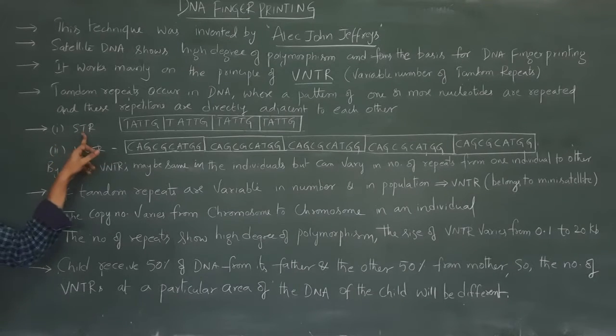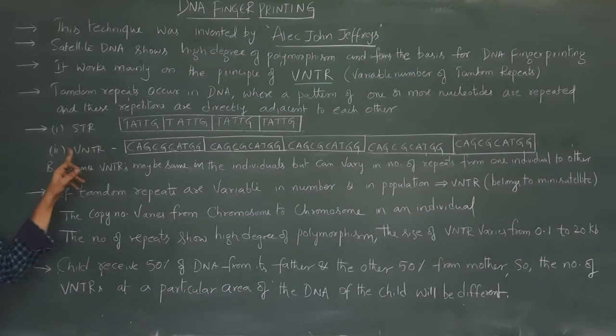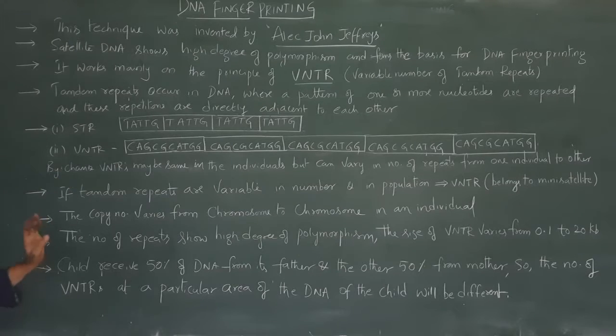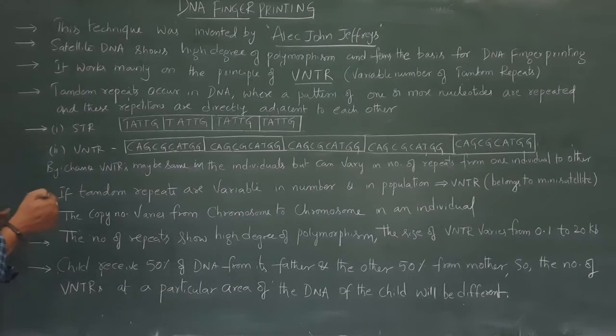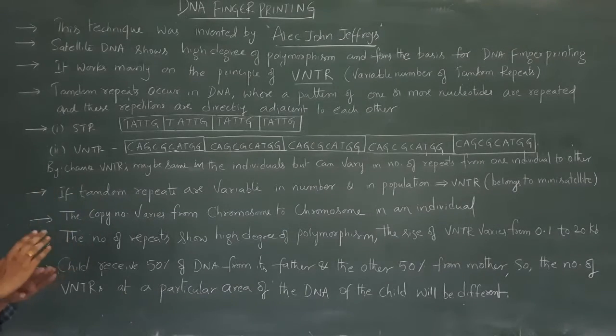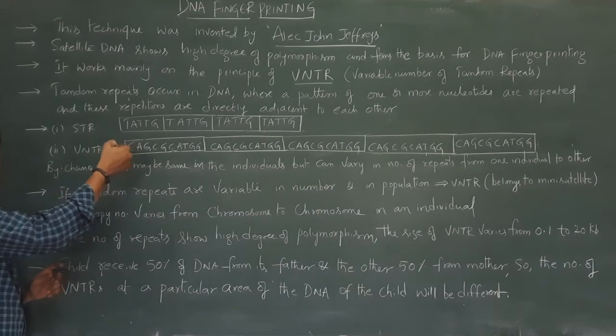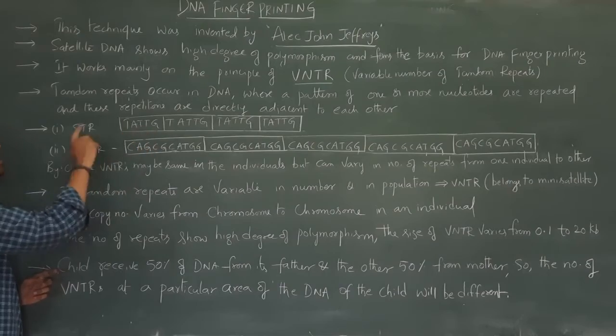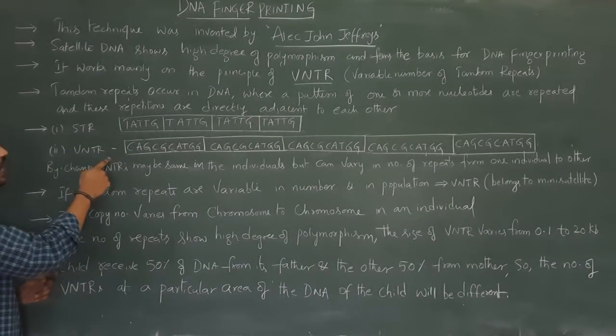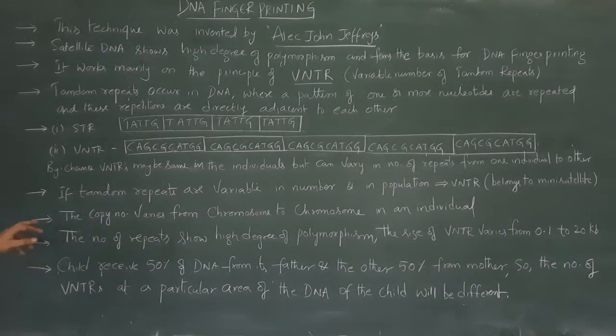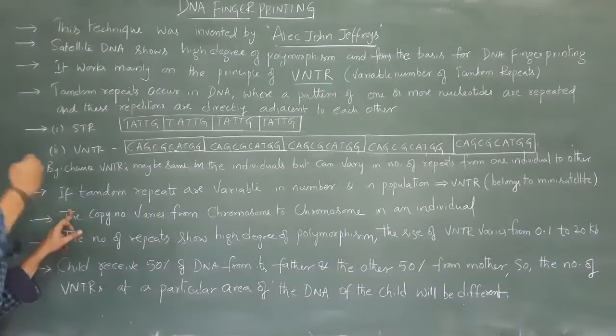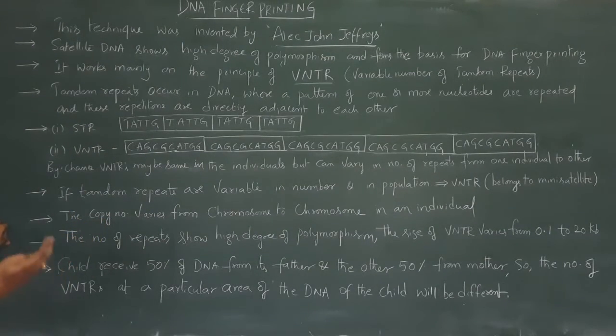Short tandem repeats come under microsatellite. VNTR, variable number of tandem repeats, comes under minisatellite. So a tandem repeat is a short stretch of DNA that is repeated again and again and the copies are adjacent to each other. Short tandem repeat means that if the DNA sequence being repeated is short, then it is called a short tandem repeat. What is a variable number of tandem repeat? It is when the tandem repeats are variable in number in the population, then it is called a variable number of tandem repeat.